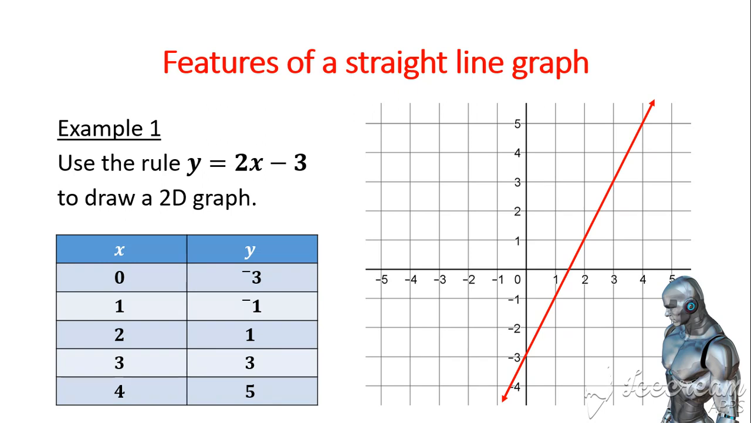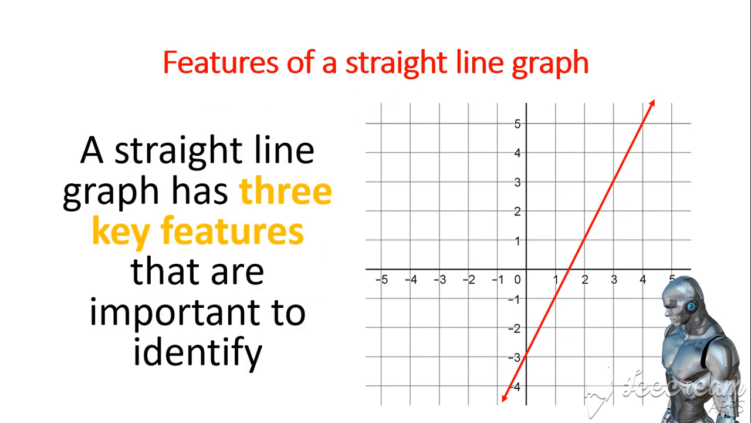Right, now that we know how to draw it and we've got our graph sitting on our Cartesian plane, let's talk about the features of this graph. There are three important features. A feature is like something that's important about the graph, something that you notice, something you've spotted. So a graph has three key features that are important to identify.